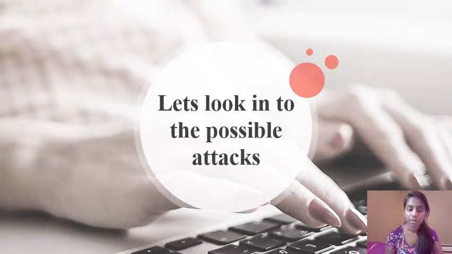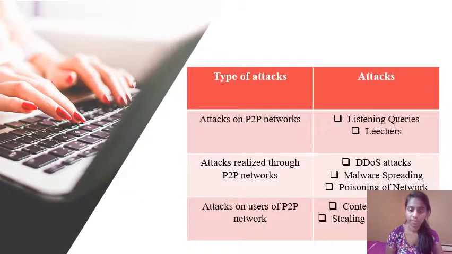Let's look into the possible attacks. There are three types of attacks, namely attacks on peer-to-peer networks, attacks realized through peer-to-peer networks, and attacks on users of peer-to-peer networks. Attacks on peer-to-peer networks are listening queries and leeches. Attacks realized through peer-to-peer networks are DDoS attack, malware spreading, and poisoning of network. Attacks on users of peer-to-peer network are content verification and stealing identity.